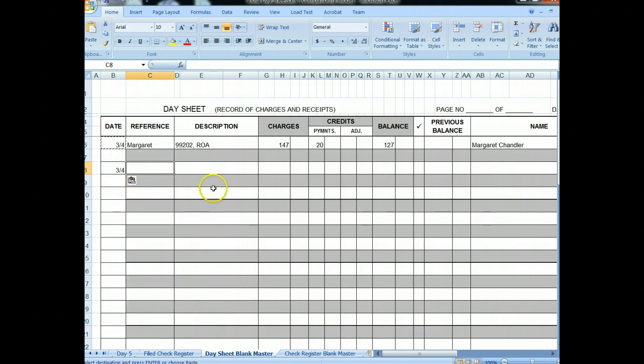Okay. So we're going to put Pamela. And the services we provided to Pamela, again, was a new patient visit, level 2. If you go to the back of your book, again, you'll see it's $147. So, 99202.